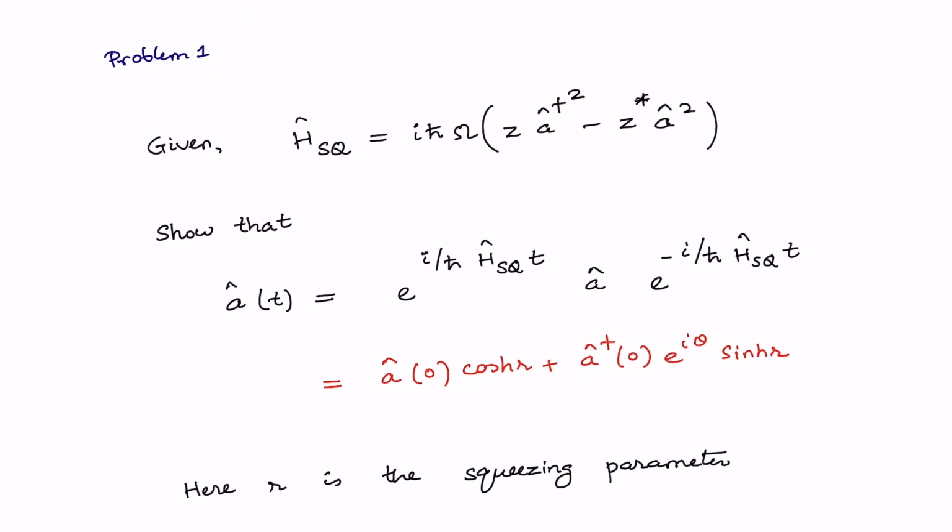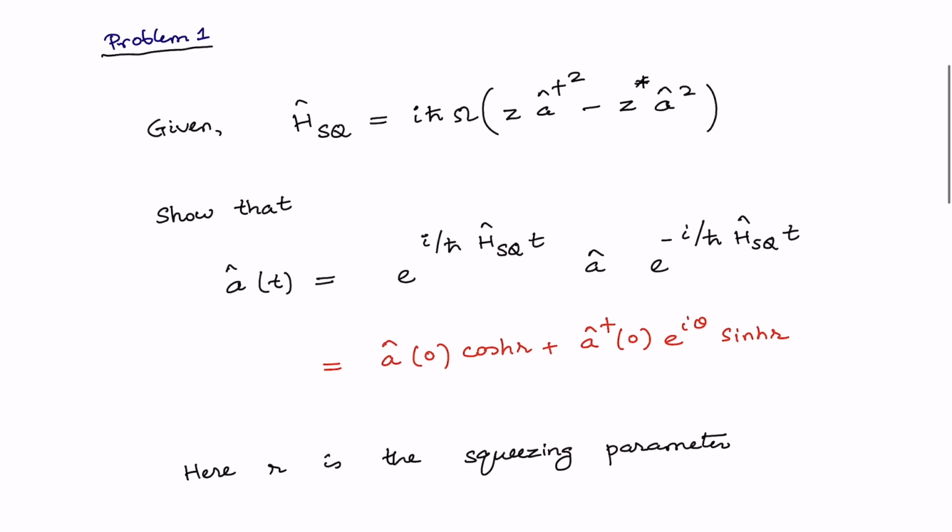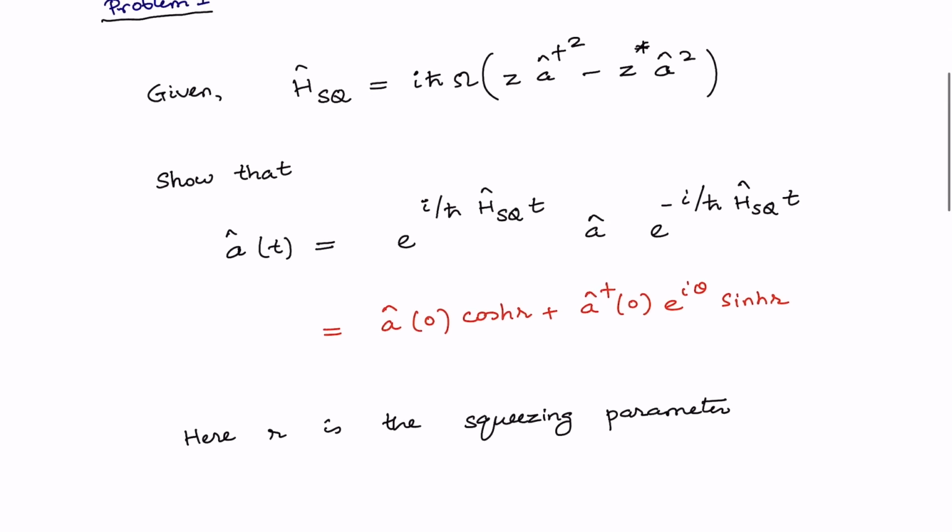You are given a squeezed Hamiltonian in this form, which we have discussed in the last class. Here, capital Omega is the frequency of the oscillator, z is a free parameter, and A dagger and A are the creation and the annihilation operators.